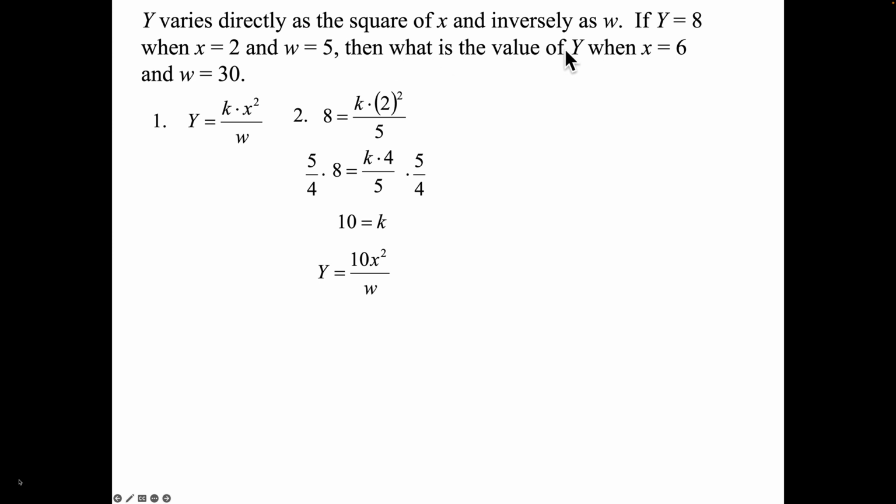Then what is the value of y when x is 6 and w is 30? Okay, let's put it in. 6 squared over 30. Well, first things first, 10 can go into 30 3 times. 6 squared is 36 over 3, and then 36 divided by 3 is 12, and there's my final answer. And that concludes our section 7.5 and chapter 7.